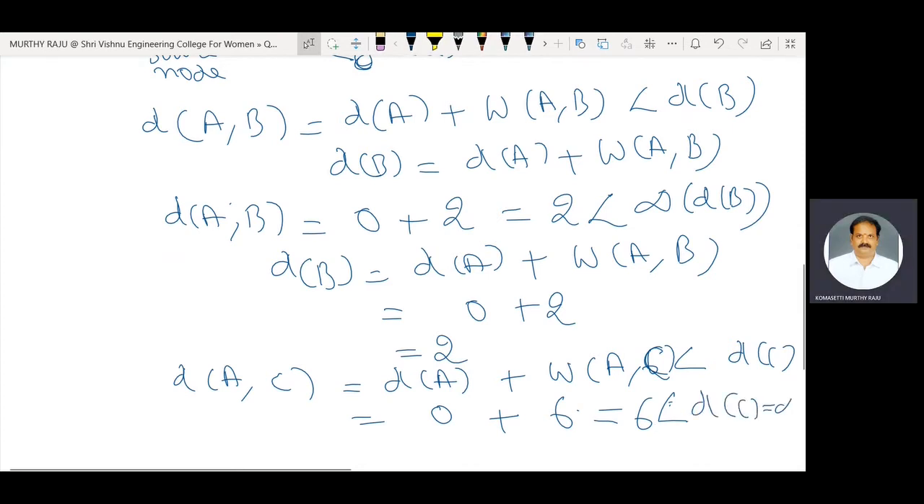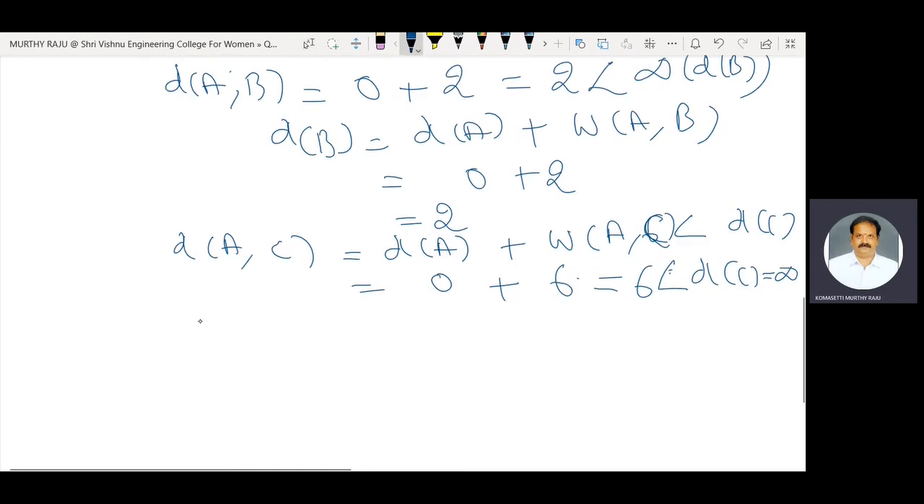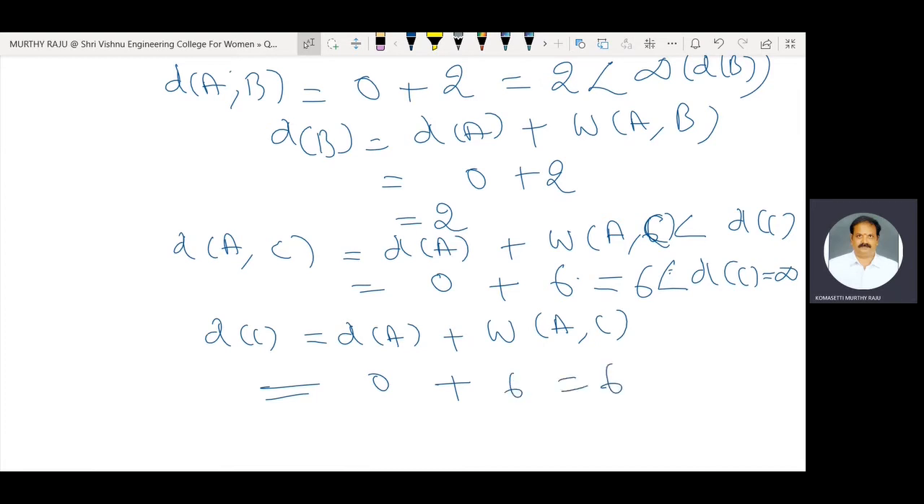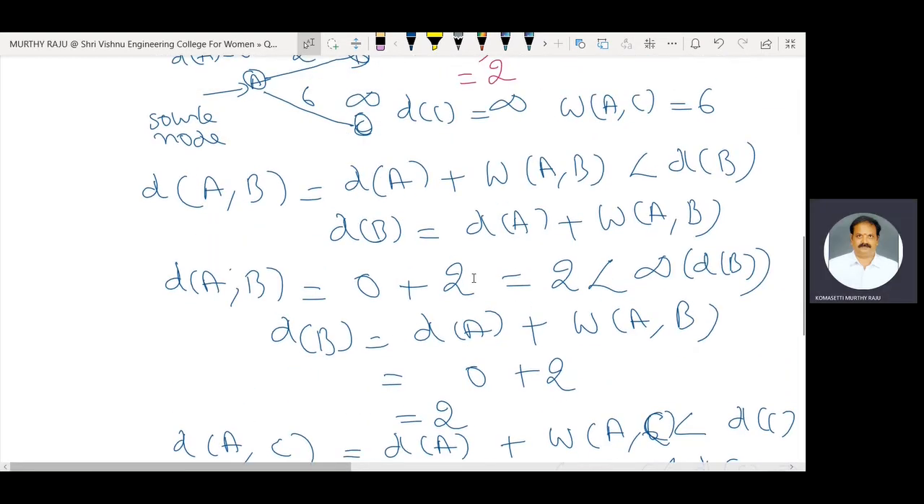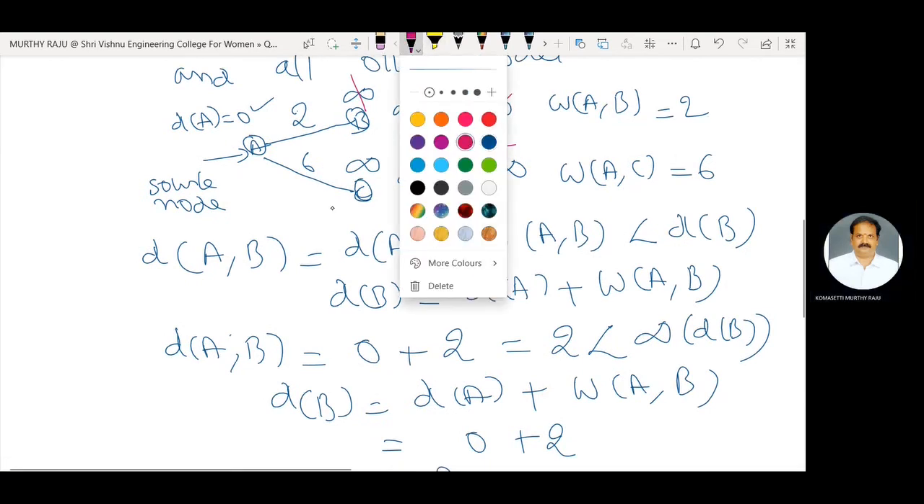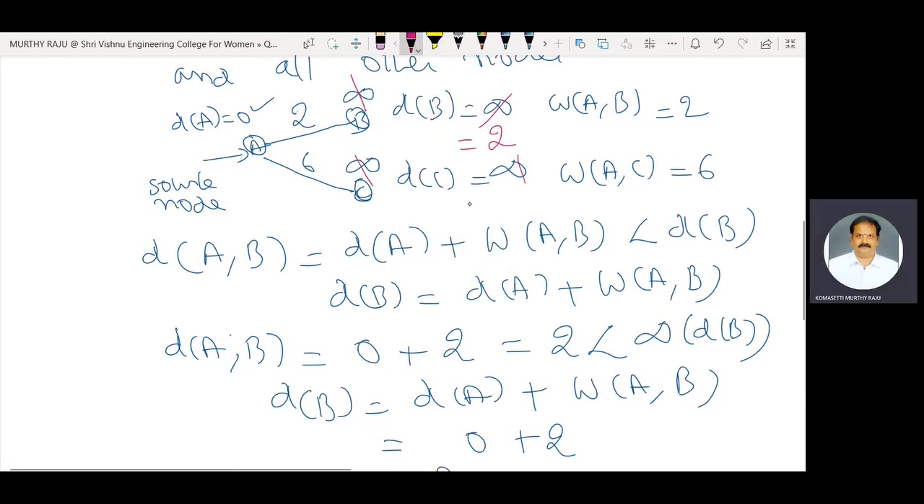D of c value is infinity. Therefore, d of c is equal to d of a plus weight of a comma c. D of a is 0. Weight of a comma c is 6. Therefore, infinity is struck out, and d of c is equal to 6.